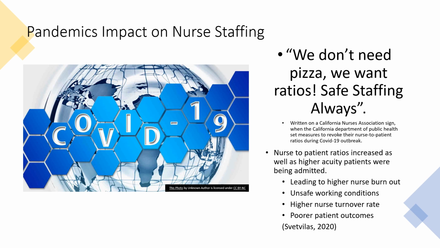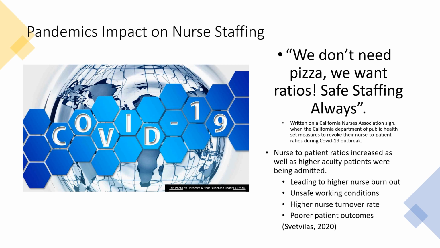And this was in regards to the California Department of Public Health trying to revoke their nurse to patient ratios during COVID-19. The nurses did not like this. They wanted to make sure they had safe staffing. They didn't want to be overworked. They wanted to make sure that patients were receiving the care that they needed.